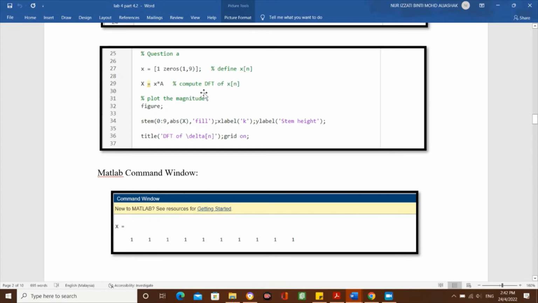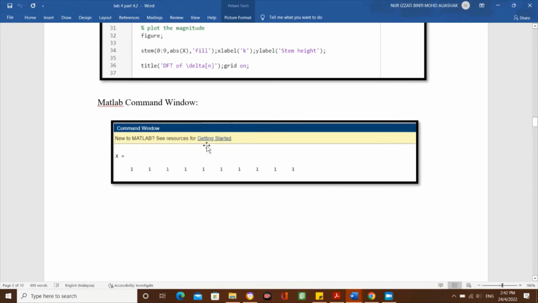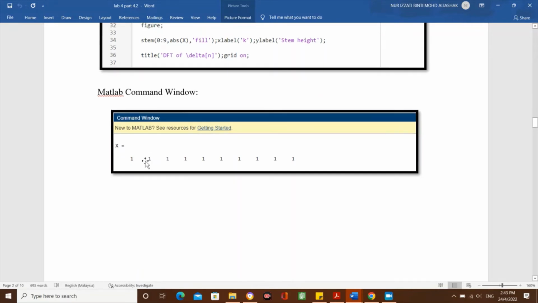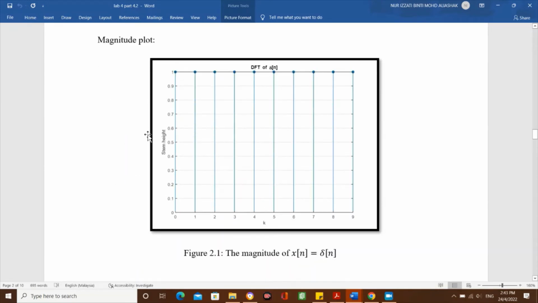Then we compute the DFT by multiplying X with matrix A. After that, we plot the magnitude. When we run the simulation, we get the output on the MATLAB command window. X is equal to a 1 times 10 matrix with all values equal to 1. This is the magnitude plot for the DFT of delta n. As you can see, the amplitude is equal to 1 everywhere.